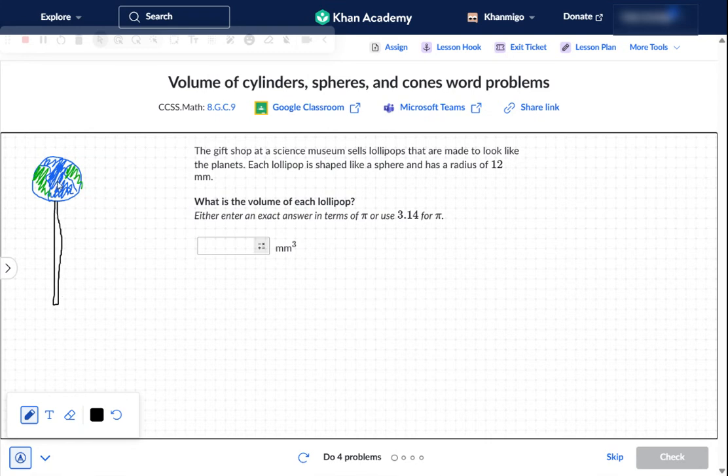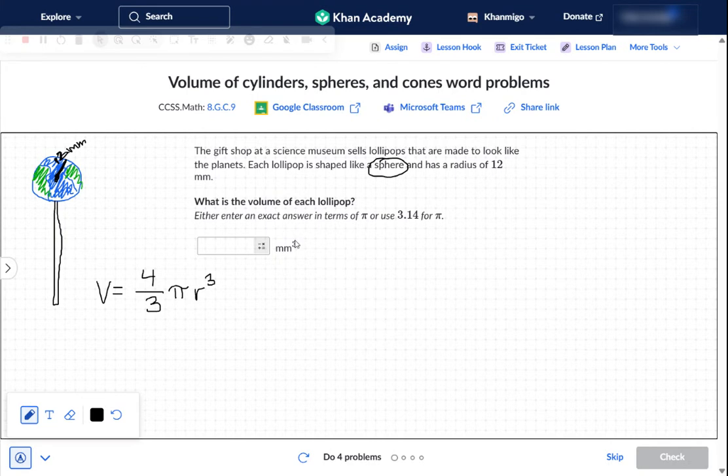And they tell us that the radius is 12 millimeters. So I'm going to add that in. 12 millimeters. And we're asked to find the volume. So we do know that it is a sphere. So we would need volume of a sphere. And luckily we've got that from our notes. Volume is 4/3 pi r cubed.